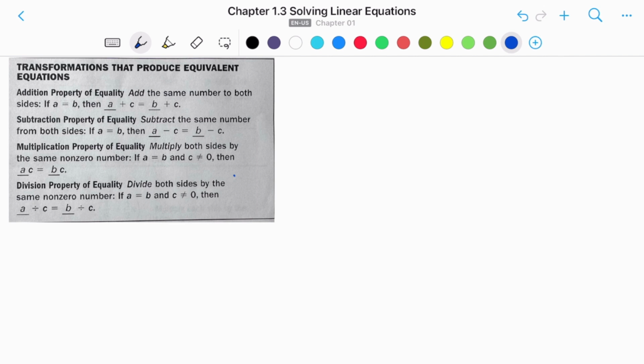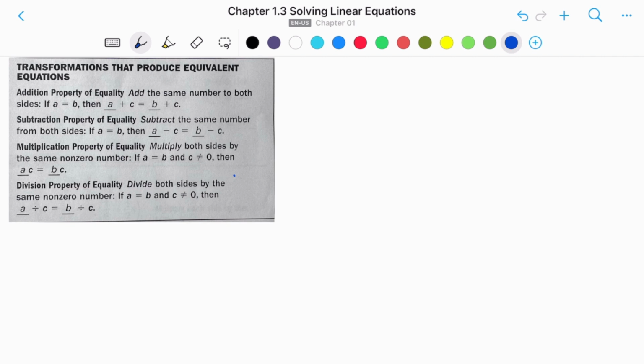Equations. Now, if you look on my screen here, you'll see transformations that produce equivalent equations. These are the four properties that you're going to use when you're solving these linear equations. So let's go ahead and get started. The first one is the addition property of equality.